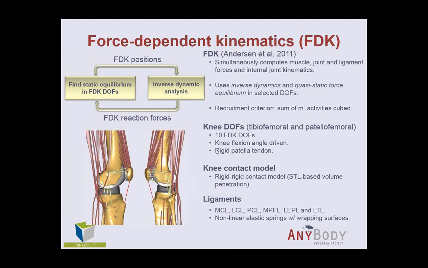We assumed that the patella tendon was rigid. It's indicated here in red. So we assumed that the patella tendon is rigid. And then the remaining degrees of freedom of these joints, of which there are 10 left, so internal, external rotation, abduction, anterior, posterior translations, and so on.